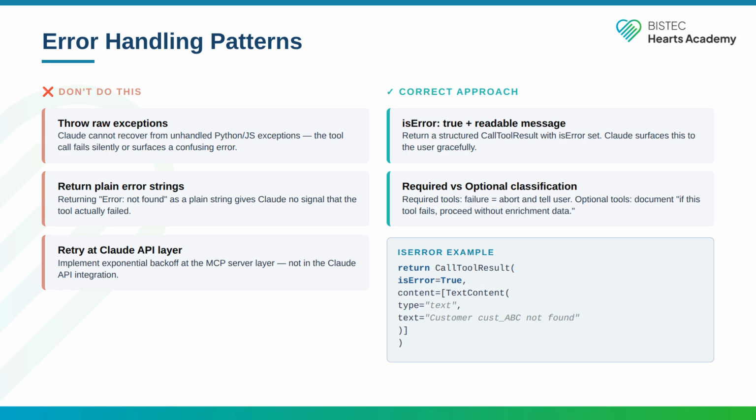Two patterns side by side. The wrong approach is raising a ValueError or letting an exception propagate. The right approach is catching the exception and returning a CallToolResult with isError true and a readable text message. This is the difference between Claude telling a user something went wrong and Claude saying, "I couldn't find transaction ABC. Please verify the transaction ID."